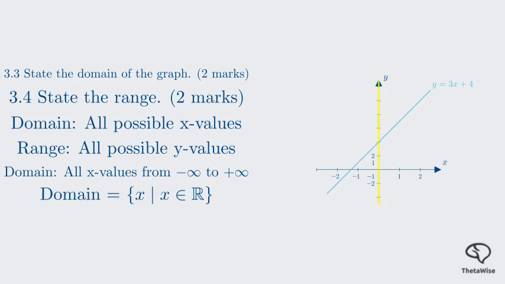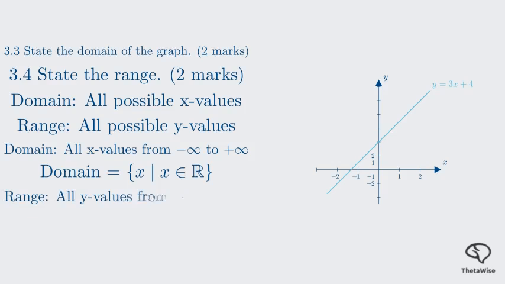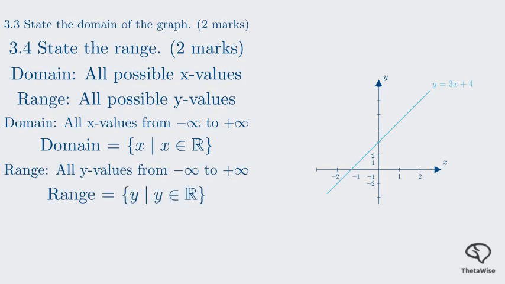The same logic applies to the range. Because the line extends indefinitely upwards and downwards, it will eventually take on every single y value. There are no restrictions on what y can be. Therefore, the line covers every possible y value. The range is also the set of all real numbers.